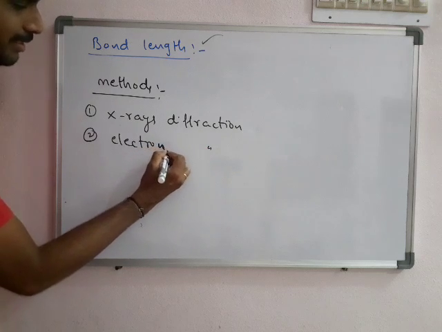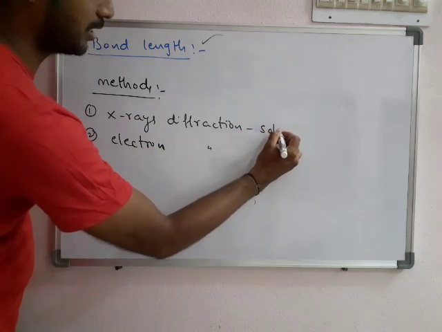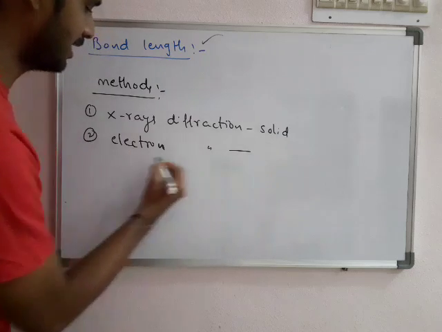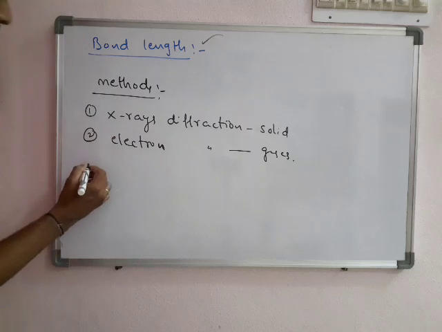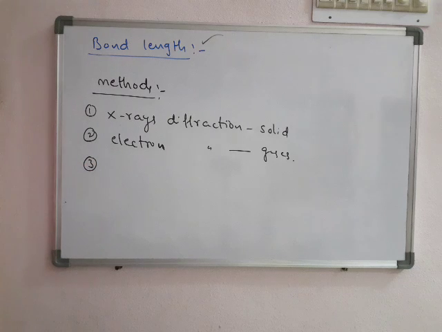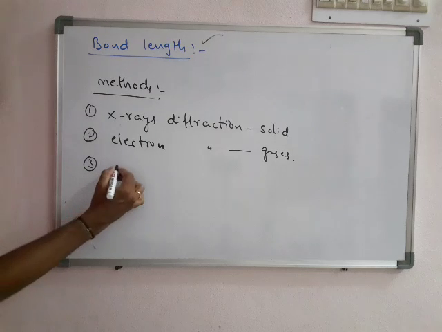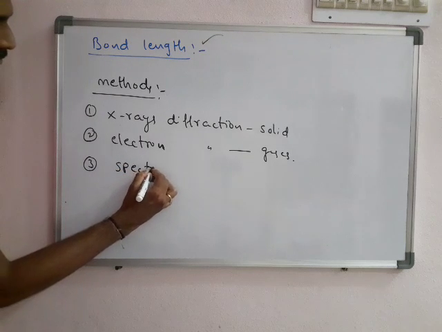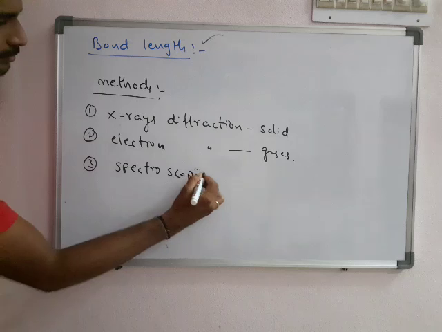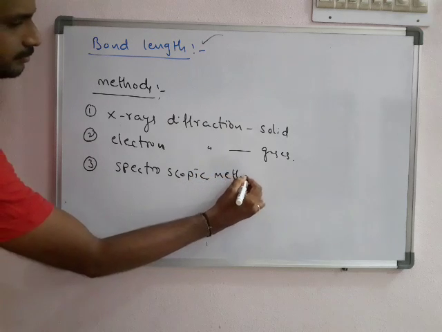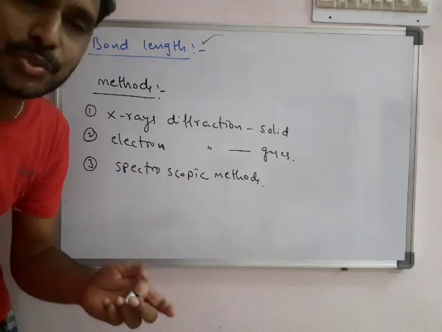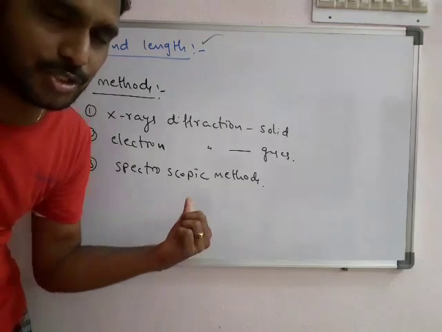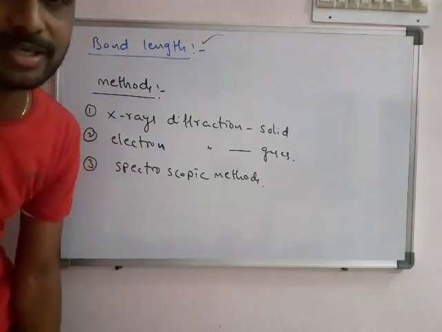Next, the electron diffraction method. Generally, X-ray diffraction is used for solid substances. The electron diffraction method is used for gaseous substances. There is one more method that is used for solids and also gases, that is the spectroscopic method. These are the techniques used experimentally to determine the bond lengths of different bonds.